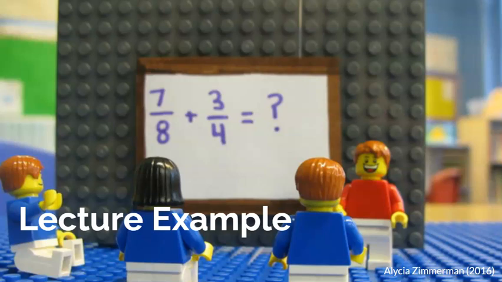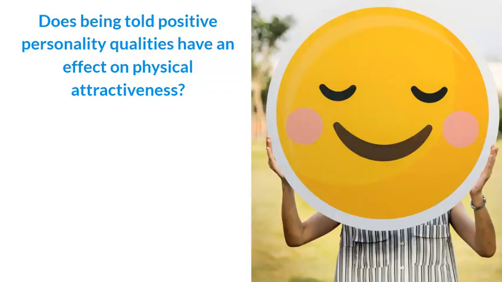Now that we've reviewed the steps to calculate effect size, are you ready to practice your new knowledge? I have one practice example for you to review. We will use the same lecture example that we introduced when calculating a z-test. A researcher wants to know if being told positive personality qualities will have an effect on physical attractiveness. Since we do not know what effect positive personality qualities will have, we conducted a two-tailed test.